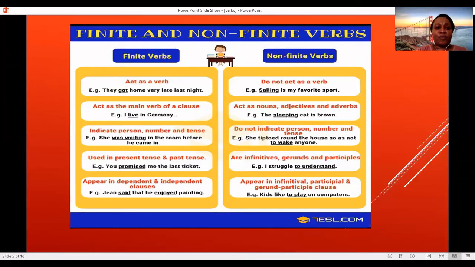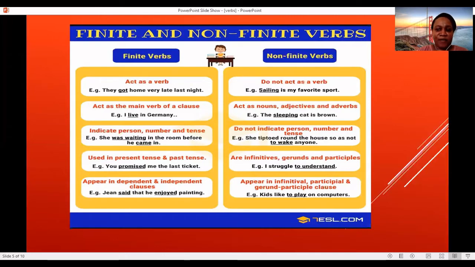Example number 2. A finite verb acts as the main verb of the clause. It is the main verb of the clause. Example, I live in Germany. On the other hand, a non-finite verb acts as a noun, adjective, adverb, you name it. For example, the sleeping cat is brown.